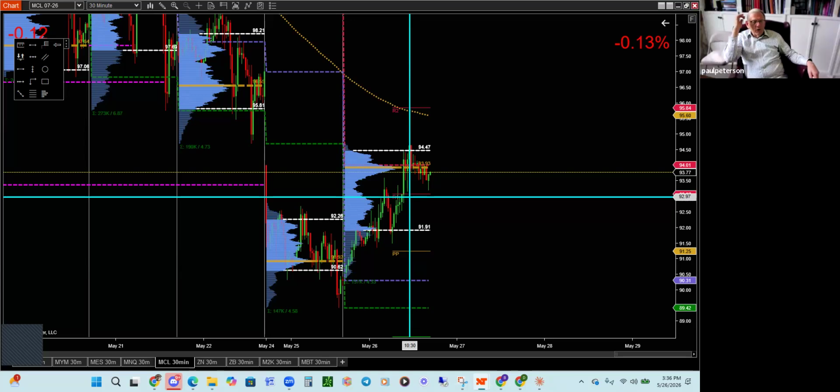Okay, I do have a question. You bet. I thought inside meant that the range was inside yesterday's range, but that's not what it means, is it?